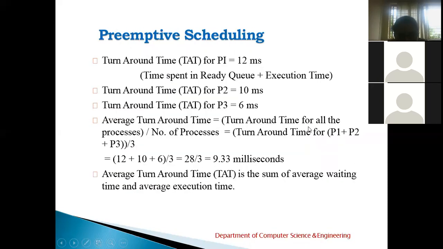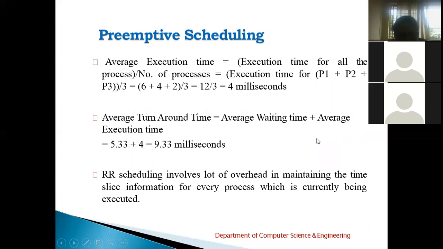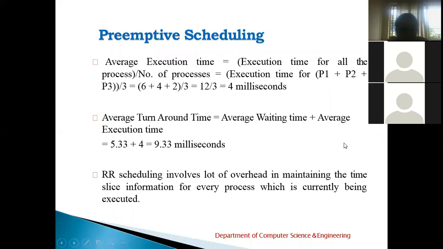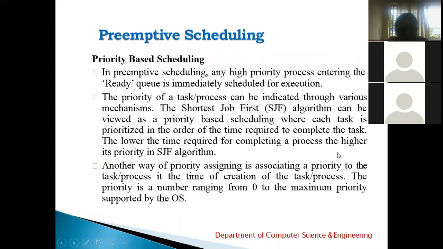There is one more which is very important here. I'll complete that and then wind up. The last one: you understood what round robin scheduling is, Vaishnavi? Yes, ma'am. Okay. Among the preemptive scheduling techniques, you have priority based scheduling.